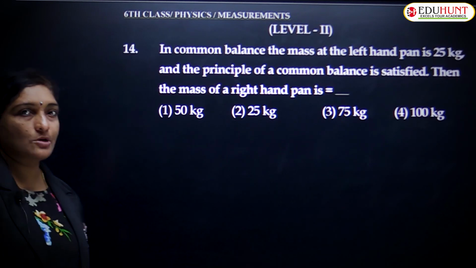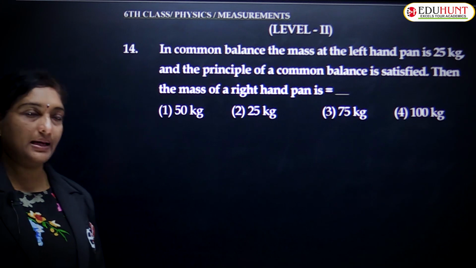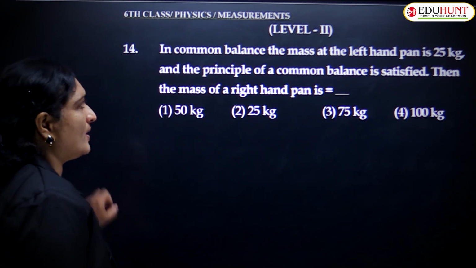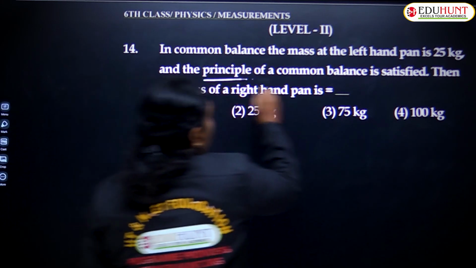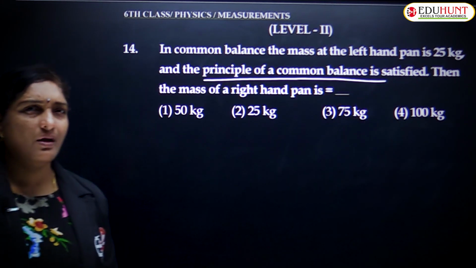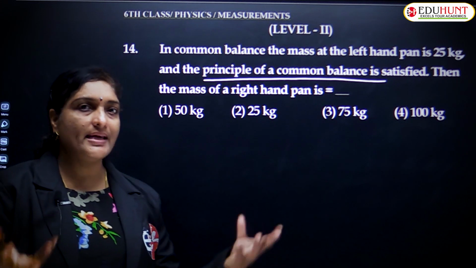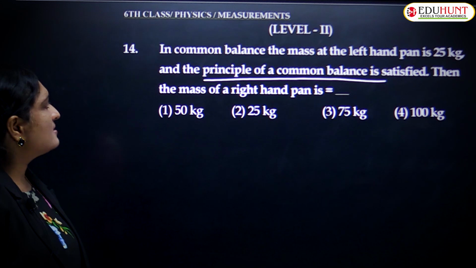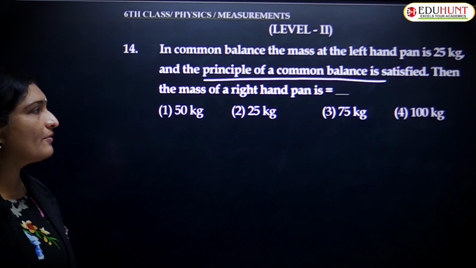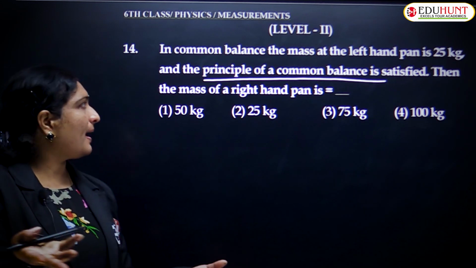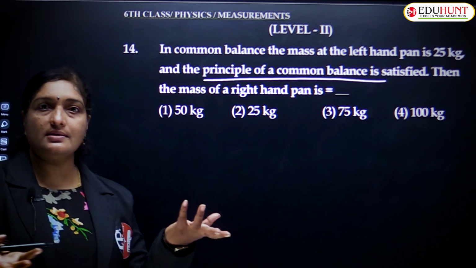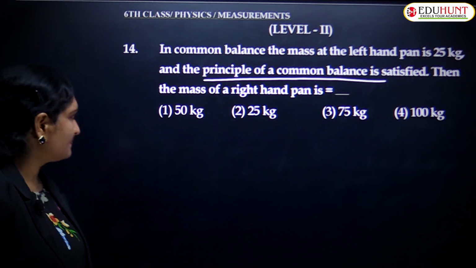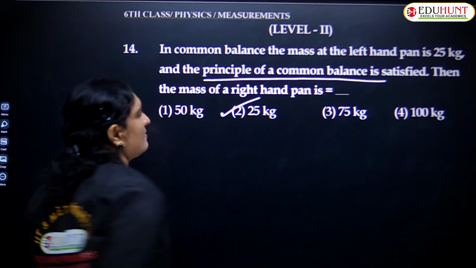In common balance, the picture that I have shown in the beginning of the class, the mass at the left hand pan is 25 kgs and the principle of common balance is satisfied. What is the principle of common balance? Equal masses suspended at equal distances. Then the mass of the right hand pan is, of course, if left side pan is 25 kgs, right side pan must also be 25 kgs. Then only it will be kept horizontal. So your answer is 25 kgs.